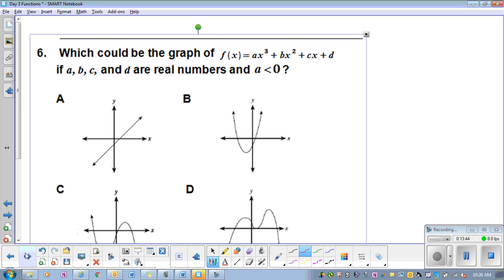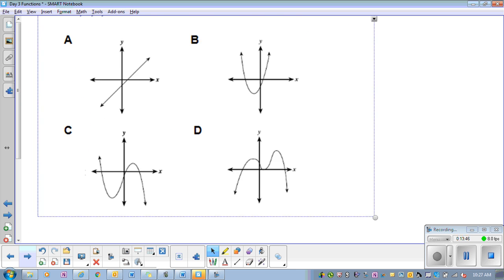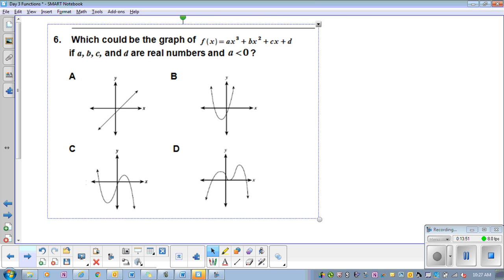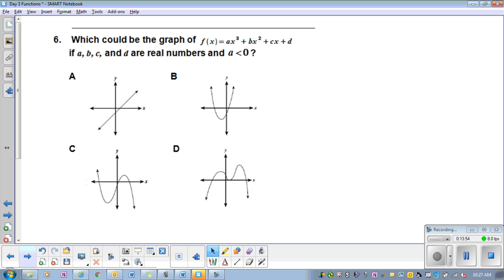Alright, so let's look at the next one. Which could be the graph of this? Ax to the 3rd. Guys, your biggest exponent is what? 3. And it has 2 terms. So let's see, 2 terms. Does this one even have any terms? No, that's out. This one only has 1 term. That's out. This one has 1, 2, 3 terms. That one's out. So this one works because it has 2 terms.